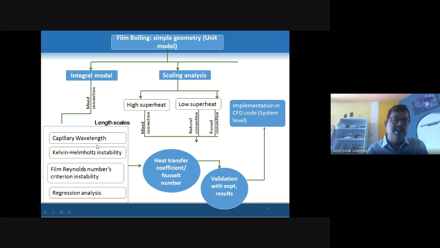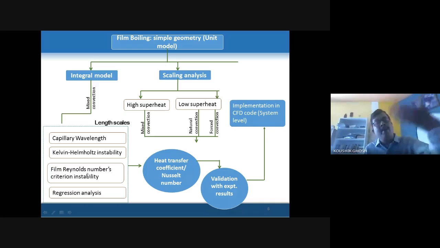Now in the length scales also there are several issues. As you can see, there is interaction of multiple phases, like liquid phase and vapor phase, and the interaction between two phases, and there is a mass transfer from liquid to vapor due to high temperature and phase change. So this mass transfer makes this length scale more complicated. So there is a capillary wavelength, and there is Kelvin-Helmholtz instability, and there is a criterion called film Reynolds number. When the film Reynolds number increases beyond a particular value, there may be an instability.